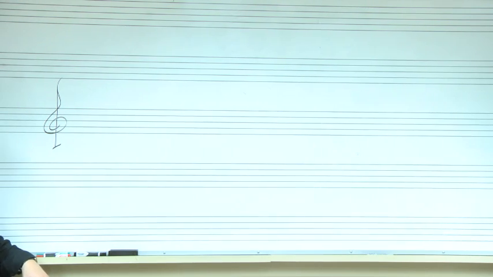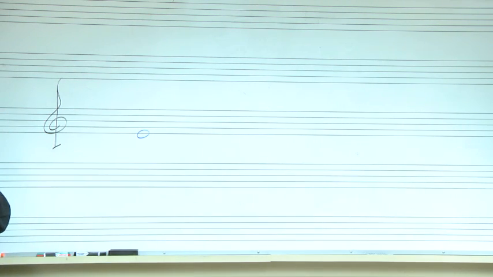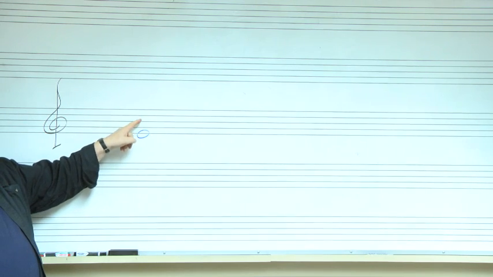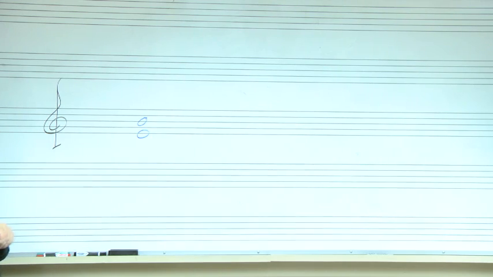How about a perfect fifth above E? Now, you should know that. Perfect fifth above E? Don't say it, Leonard. Here's E. Okay. So how do we count? Here's B. 1, 2, 3, 4, 5, right? So it would be B.